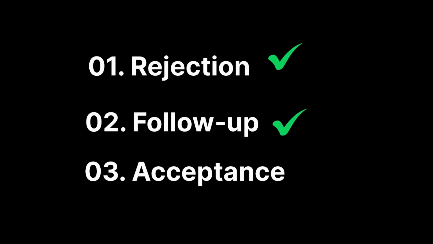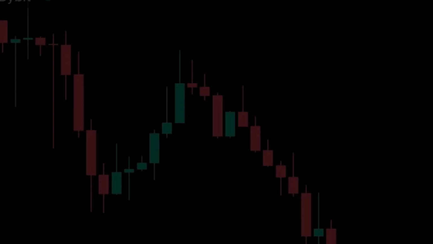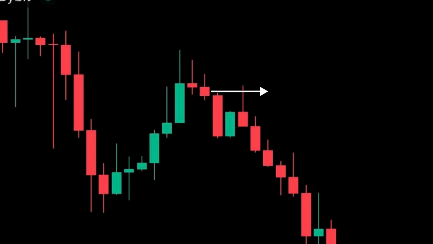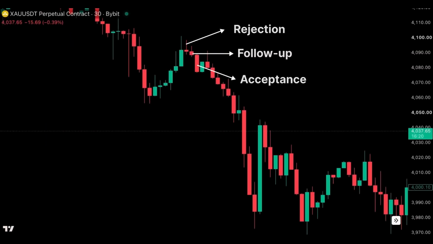Now let's put all three steps together. Imagine price reaches an important support or resistance level. The first thing I look for is rejection. This tells me someone has defended that level. Next, I wait for follow-up. This tells me the buyers or sellers are actually continuing to push the market. Finally, I wait for the acceptance. This is where the market starts respecting the new direction instead of reversing immediately. Only when I see all three pieces come together do I start looking for an entry.